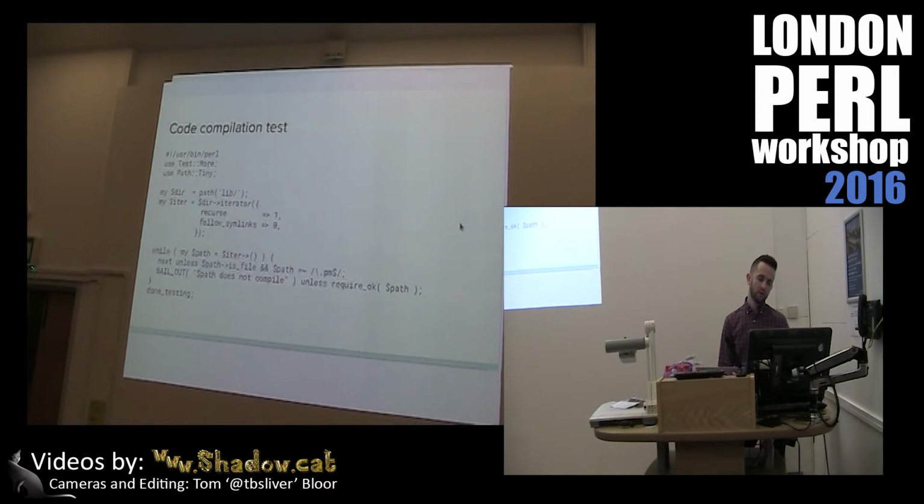I then use a while loop to pull each path out of the iterator and skip ahead if it's not a file and it's not a Perl module file. And then the test fails if it fails to require the file. So that's completely generic, and for most Perl projects you could write something like this and it would always work.